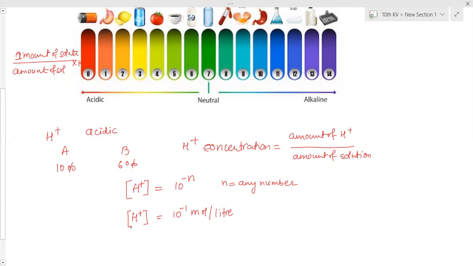H plus ion concentration is represented in this form, 10 to the power minus 1, or 10 to the power minus 3 moles per liter. In 1 liter of the acidic solution, these many moles of H plus ions are present. So this is a representation of H plus ion concentration in any aqueous solution.